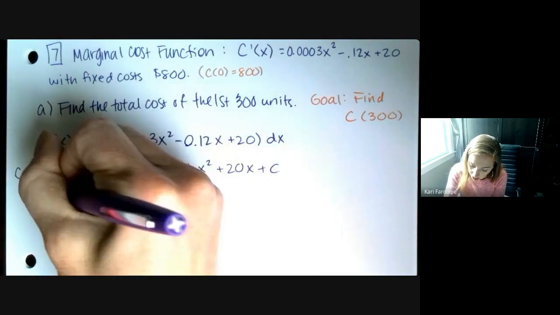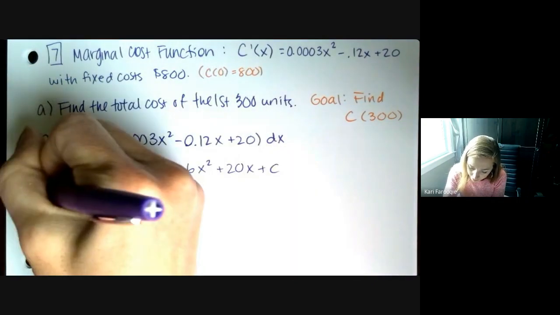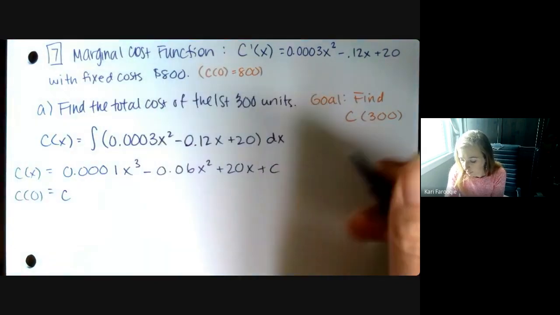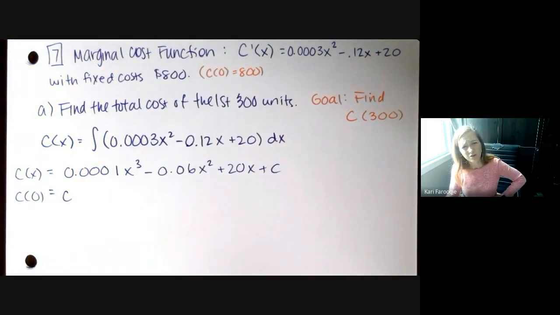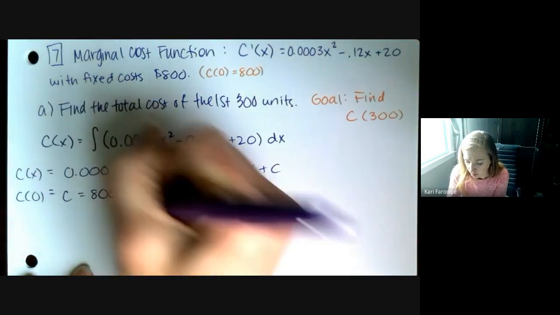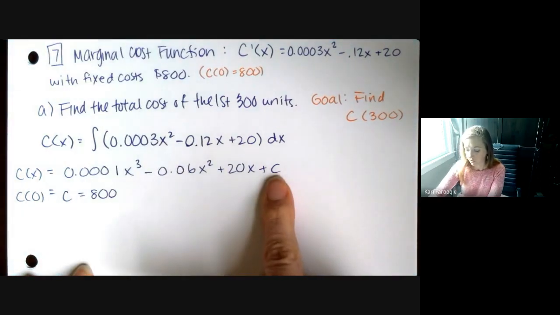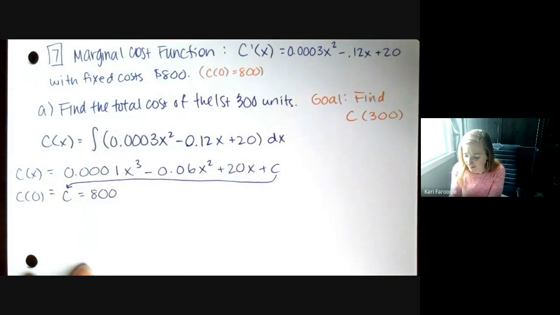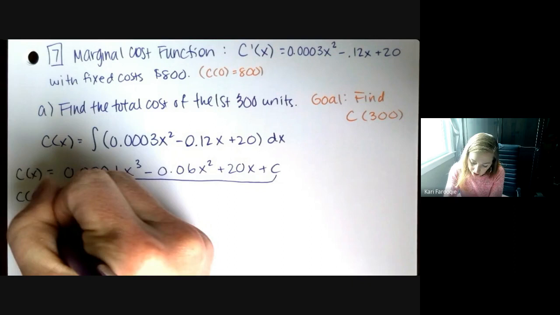So I'm going to go ahead and evaluate this at 0. C of 0 is just C. I know, oh gosh, it's so confusing because we have C for cost and C for our constant of integration equals 800. Yikes. So that's this C. This C. This C. Okay. Equals 800.